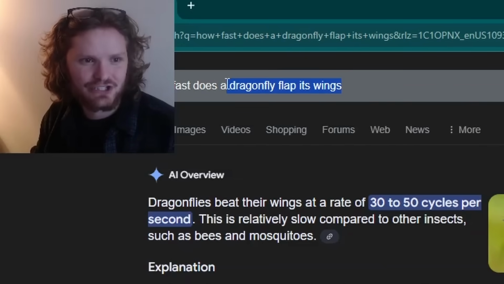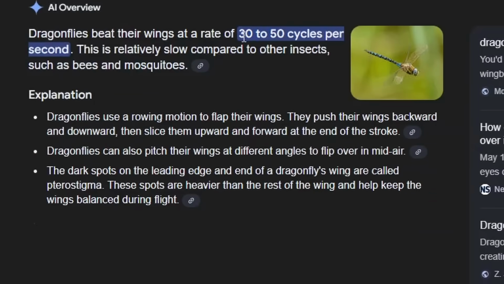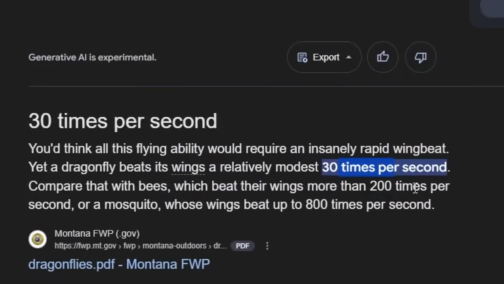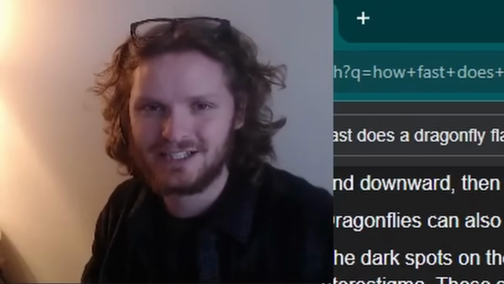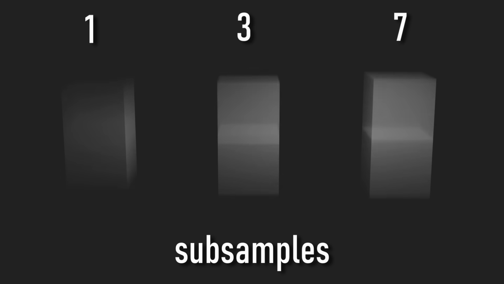Okay, how fast does a dragonfly flap its wings? AI says 30 to 50 cycles, other things say 30 cycles. That means there is a full up and down oscillation within a single frame. And we need to take subsamples.